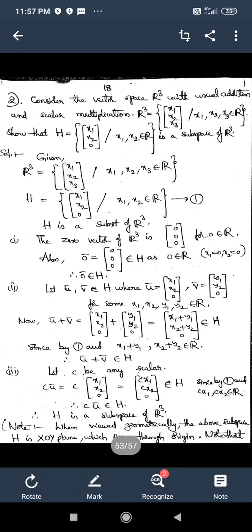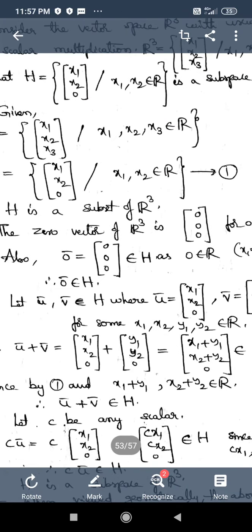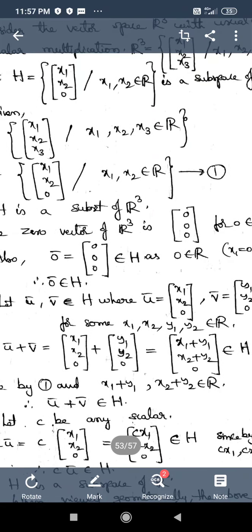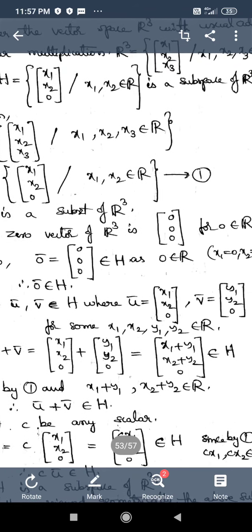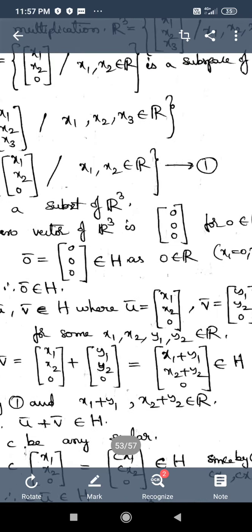Now consider what is u bar plus v bar. Let us see what it is equal to. U bar plus v bar is equal to x1, x2, 0 plus y1, y2, 0, and that gives you x1 plus y1, x2 plus y2, and 0 plus 0 is 0. And here also we can see in the resultant column vector, the first two entries are real numbers and the third entry is the fixed number 0.